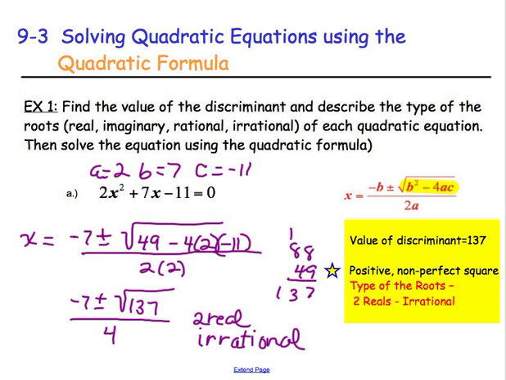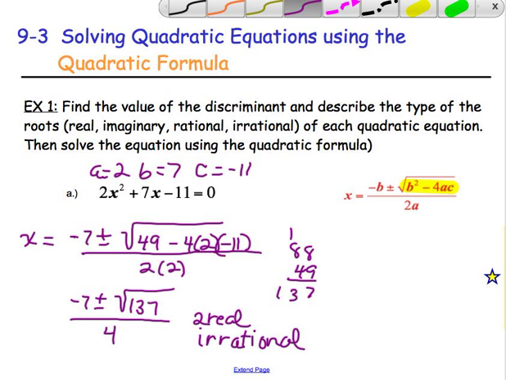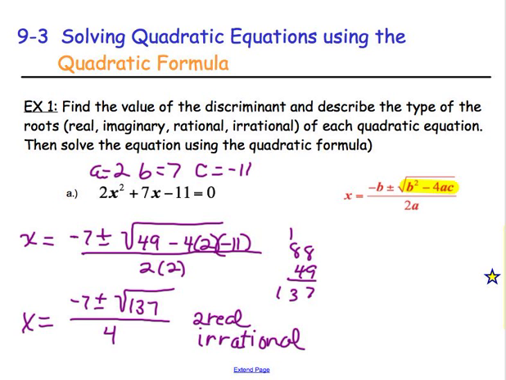And if you look at 137, we would try to break this down. I don't know any perfect squares that go in there. So this is our answer. There's 2 solutions. There's one that you would find -7 plus root 137 over 4, and -7 minus root 137 over 4. So if I get my pen back, that is what x is equal to. And that is our first problem.